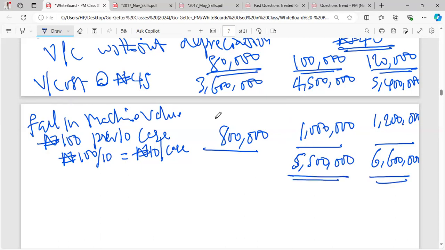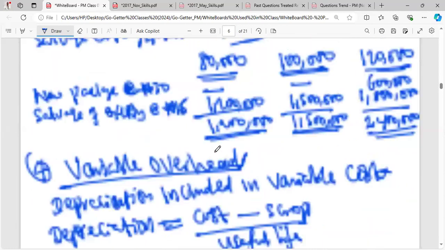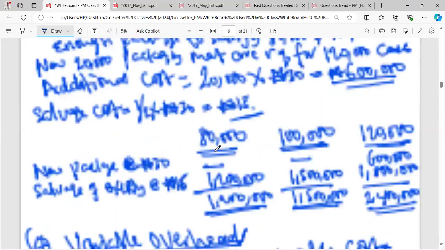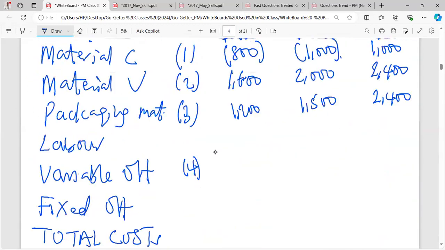So 6 plus 8 is 14. So that should be 4,200,000. 42, 55, 66. Then we have the fixed cost.